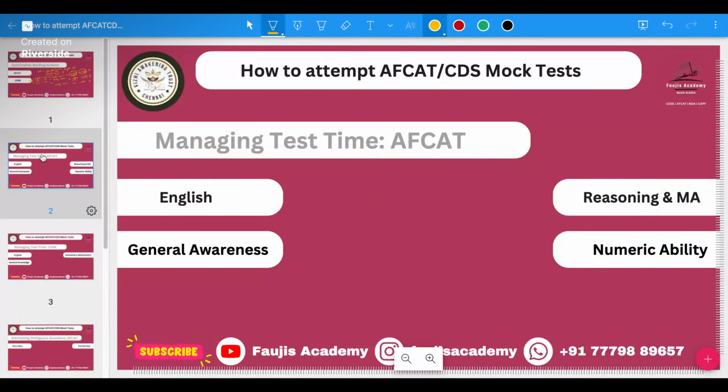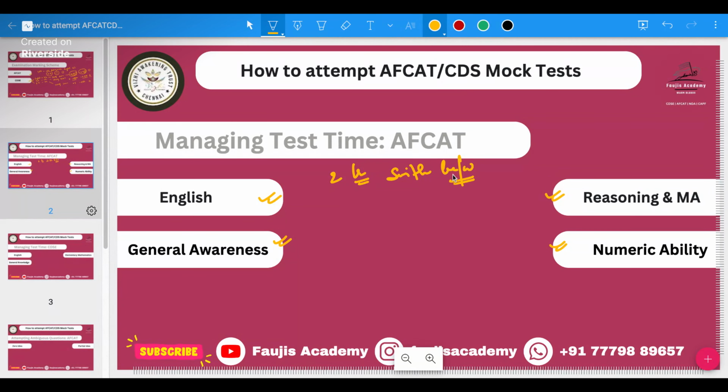So let's talk further. We wanted to talk about how exactly you should manage your time, more specifically for the AFCAT examination. These four sections are your entire paper. It will be a 2 hour online paper, and all four sections will be there at the same time. And you can switch between one section and another. So it is not mandatory for you to attempt English, GK, reasoning, or numeric ability first and then move to the other section. Whichever section you are comfortable with, you can attempt that first.